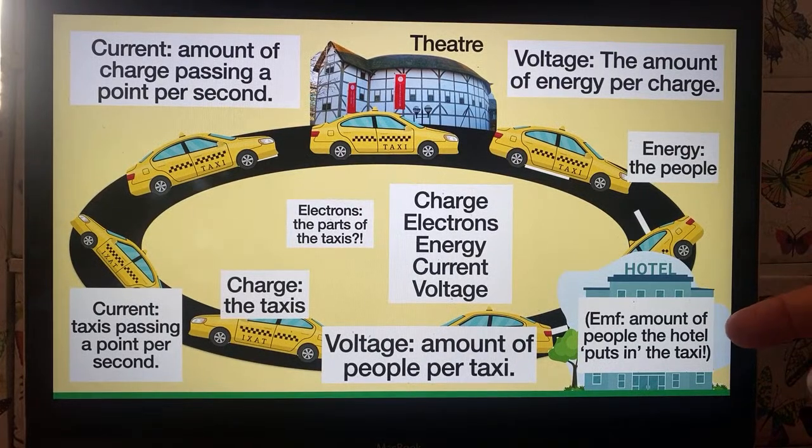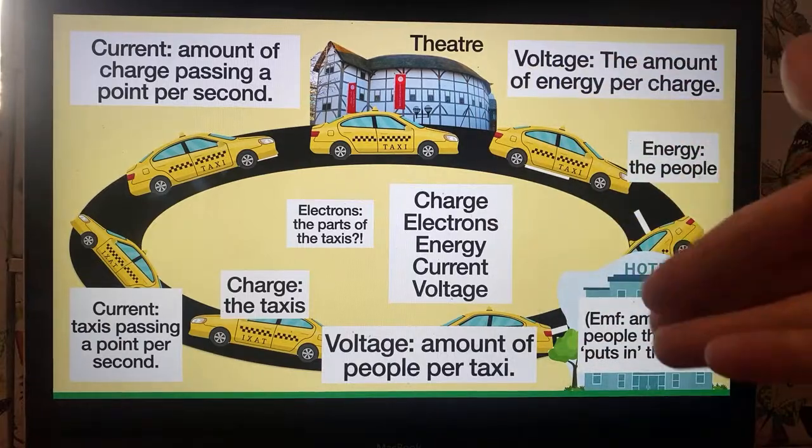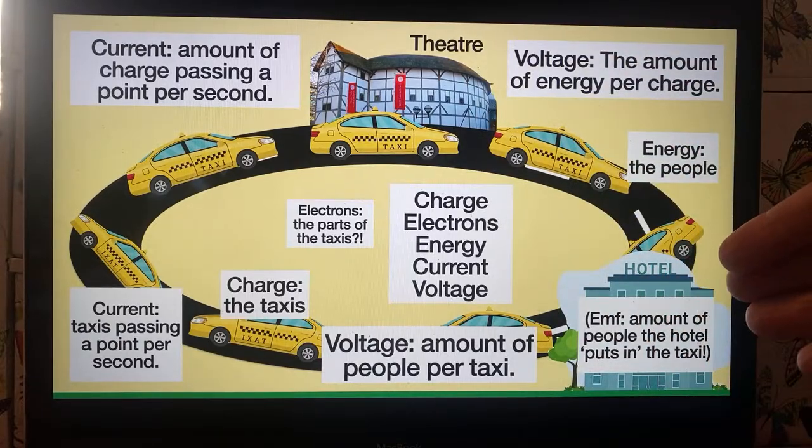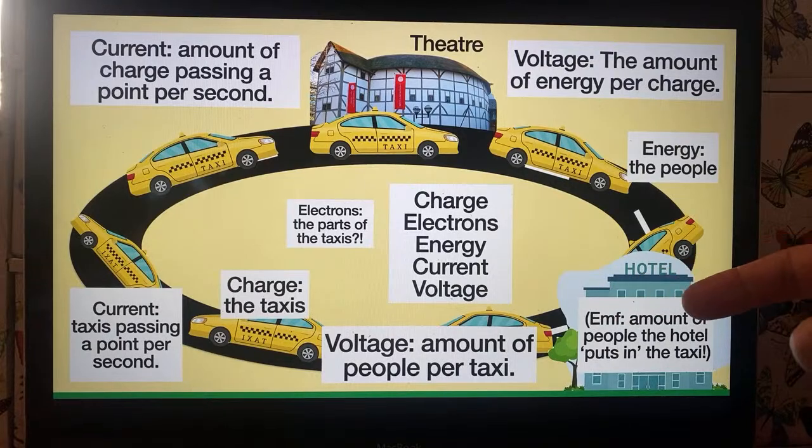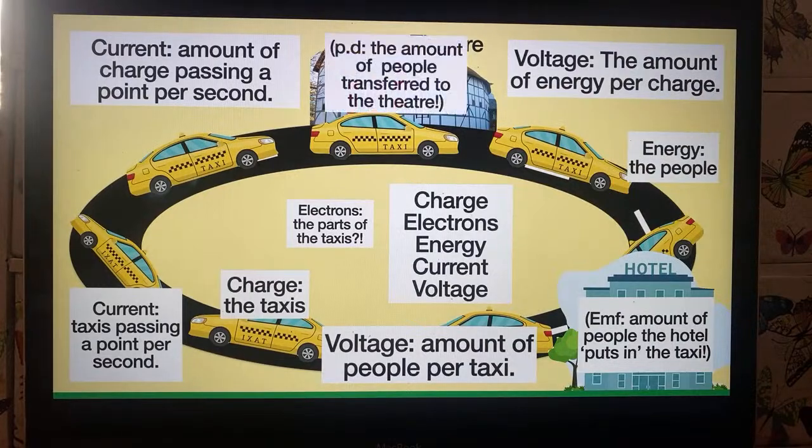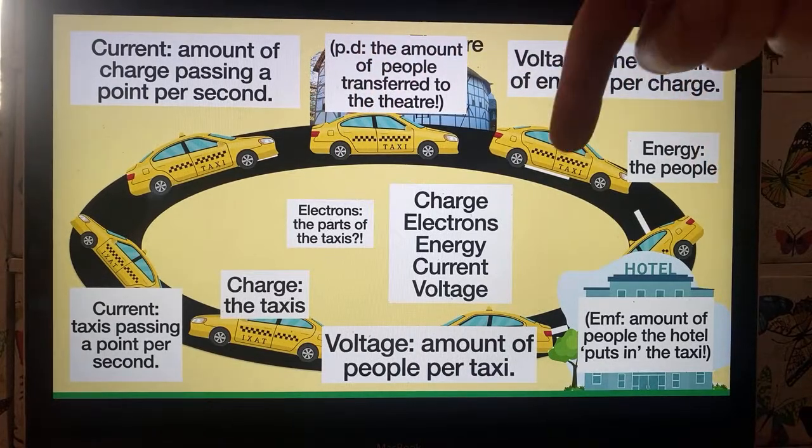If you came last week, EMF, the electromotive force, is how much push the battery gives the charges. It's how much energy really the battery gives to the charges. So the EMF would be like the amount of people that the hotel puts into the taxi. And the potential difference we learned last week, don't worry if you didn't know that, is the amount of energy actually transferred to the bulb. So the potential difference in this model is like the amount of people who get out of the taxi, I suppose. And if there were 2 theatres, maybe half the people would get out at that theatre, and then half the people would get in.